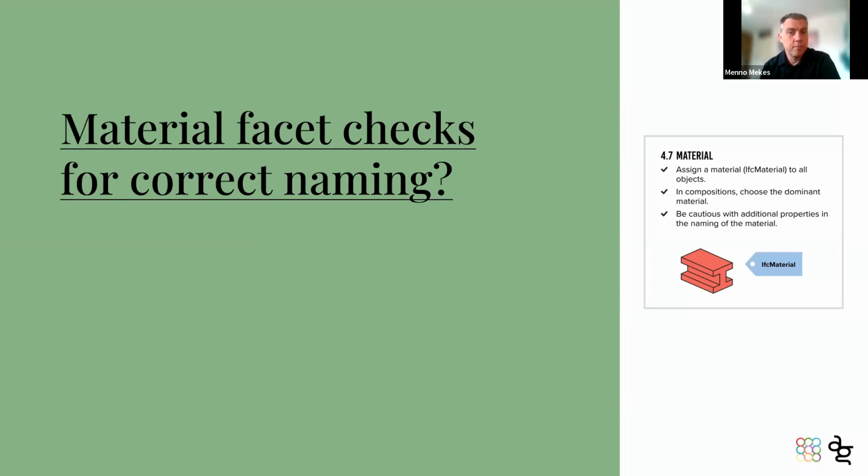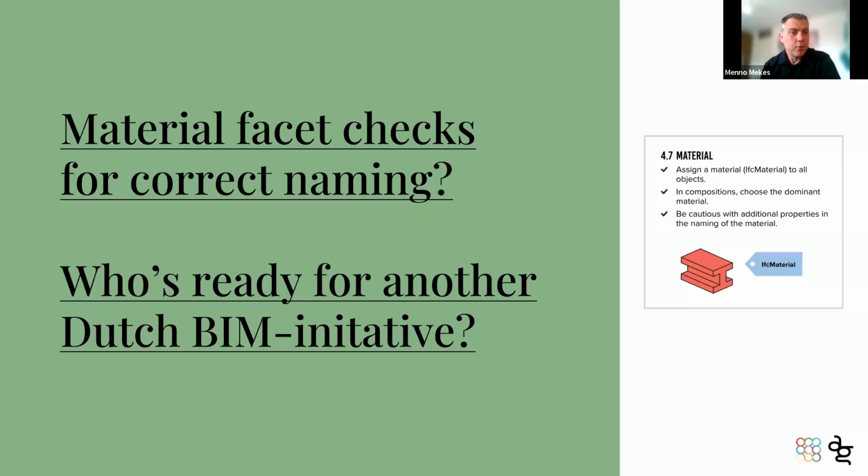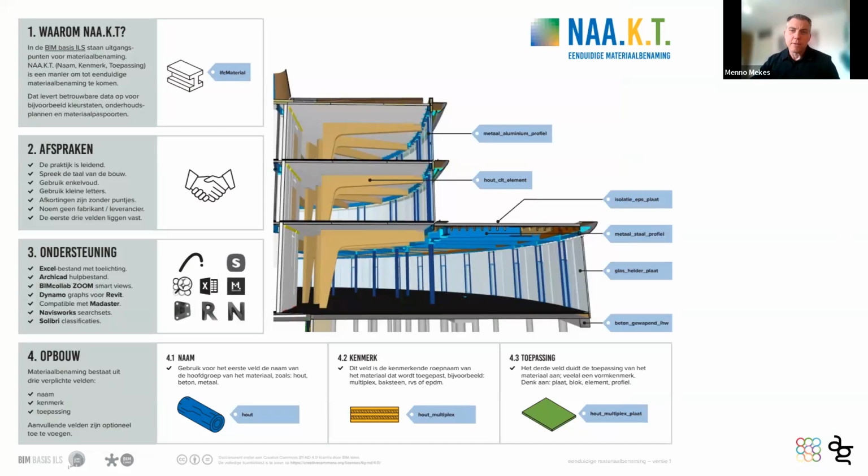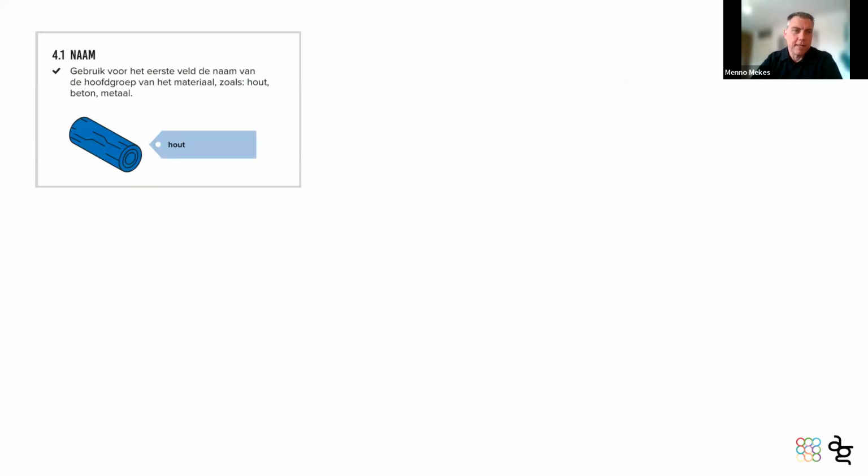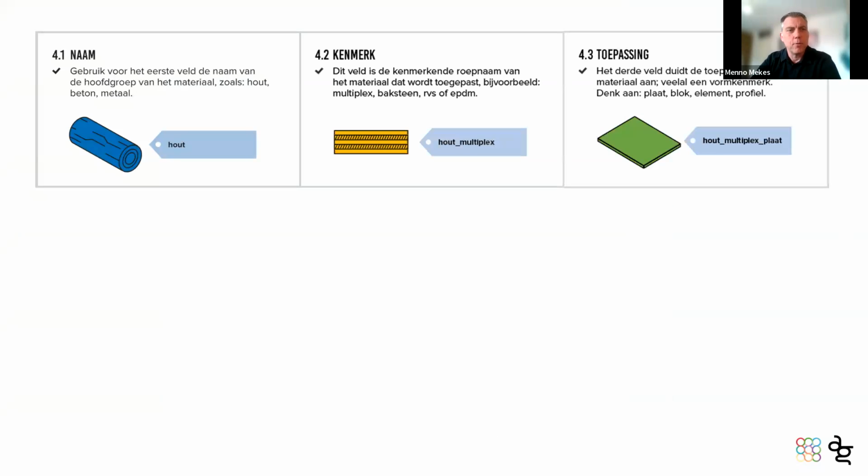And who's ready for another Dutch BIM initiative? The infographics never stop here, people. So we came up with a uniform and consistent list of material names. Basically, it's the value in name for IFC material, nothing else. And it's called naakt because that's Dutch for naked, so people can easily remember it. What it actually stands for is naam kenmerk toepassing, which means name, attribute, application.